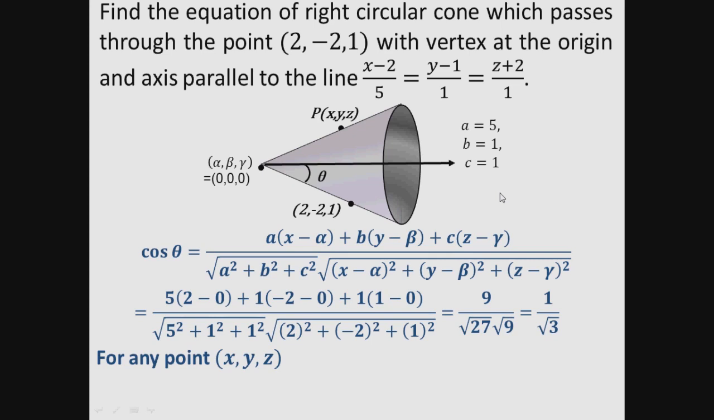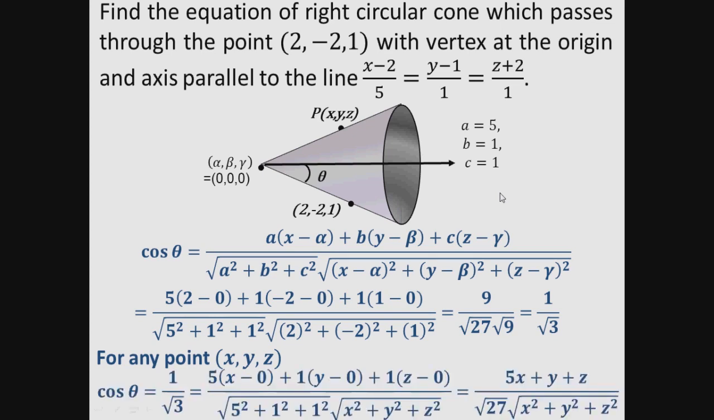So take a general point x, y, z. So cos theta will be the same for it. Keep a, b, c as it is. Keep alpha, beta, gamma also as it is. So cos theta, that is 1 by root 3, is equal to 5 into x minus 0 plus 1 into y minus 0 plus 1 into z minus 0 divided by square root of 5 square plus 1 square plus 1 square into square root of x minus 0 square plus y minus 0 square plus z minus 0 square.